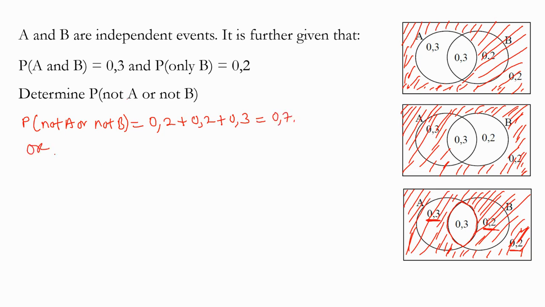Okay, or you can say, because this whole thing is 1 and then minus the 0.3, so you can say the probability of not A or not B is equal to 1 minus the probability of A and B, which is equal to 1 minus 0.3, which is 0.7. Okay, so that's how you can find your answer there.